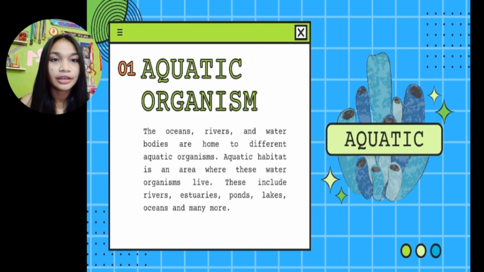Doon sila nakatira. So maraming mga organism na nakatira sa water. This includes the rivers, the estuaries, ponds, lakes, oceans, and many more. In that, there are many organisms na makikita natin doon.